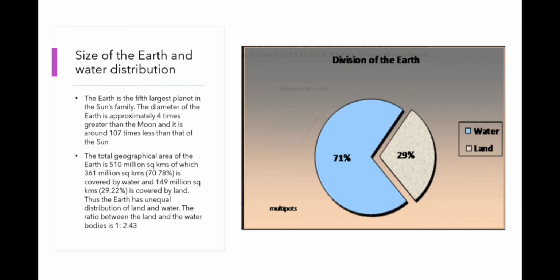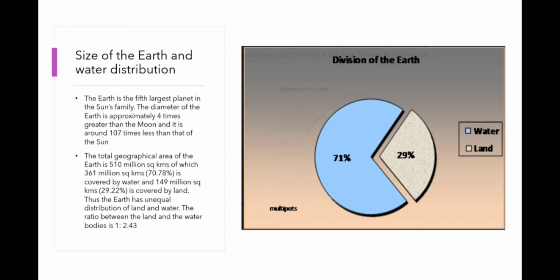The total geographical area of the Earth is 510 million square kilometers, of which 361 million square kilometers, that is 70.78%, is covered by water, and 149 million square kilometers, 29.22%, is covered by land. Thus, the earth has unequal distribution of land and water. The ratio between the land and the water bodies is 1:2.43. In the picture you can see we have 71% of water and 29% of land.